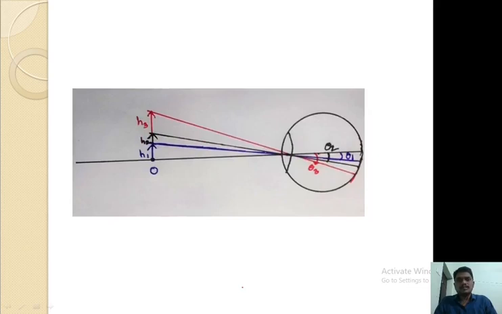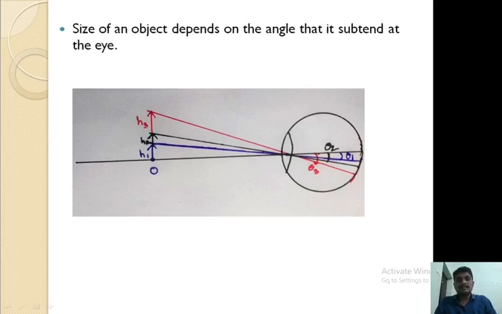When you see the objects around us, some objects look bigger, some objects look smaller. So why do they appear smaller and bigger? Because the apparent size of the object depends on the angle it subtends at the eye. If the object makes a large angle, it looks bigger. If the object makes a small angle at the eye, it looks smaller. So the size depends on the angle made by the object at the eye.